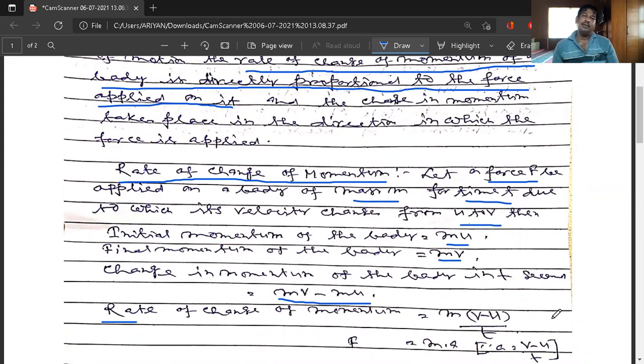v minus u by t, what is that? v minus u by t is equal to acceleration a.